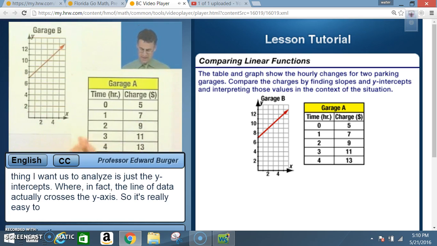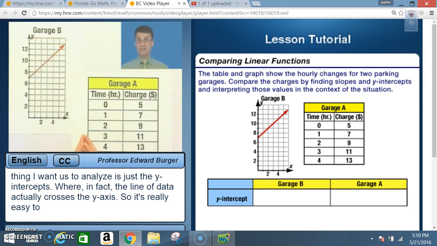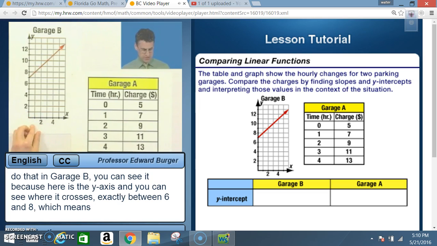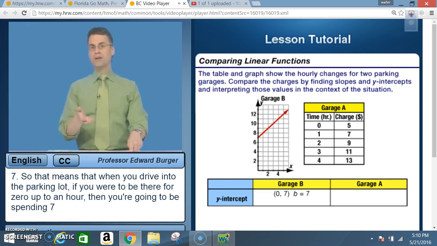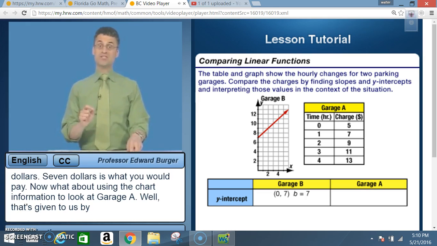So the first thing I want to analyze is just the y-intercepts, where in fact the line of data actually crosses the y-axis. So it's really easy to do that in garage B. You can see it because here's the y-axis, and you can see where it crosses, right exactly between 6 and 8, which means 7. So that means that when you drive into the parking lot, if you were to be there for 0 up to an hour, then you're going to be spending $7. $7 is what you pay.